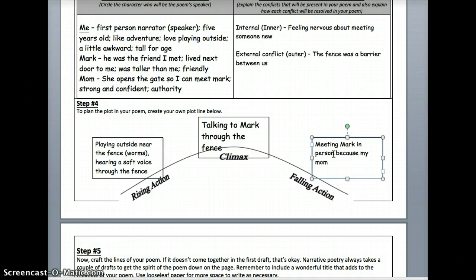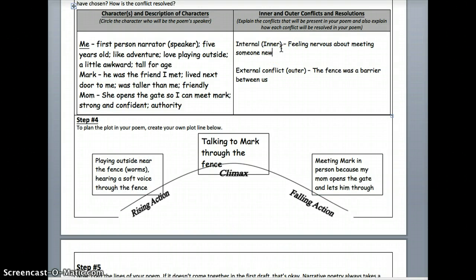because my mom opens the gate and lets him through. So that's when we actually become friends. That's the resolution. Oh, that brings me back up here. I didn't have resolutions for my conflicts. I need to make sure that I also have resolutions.